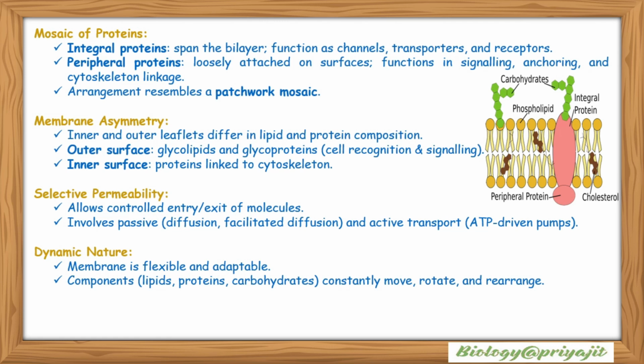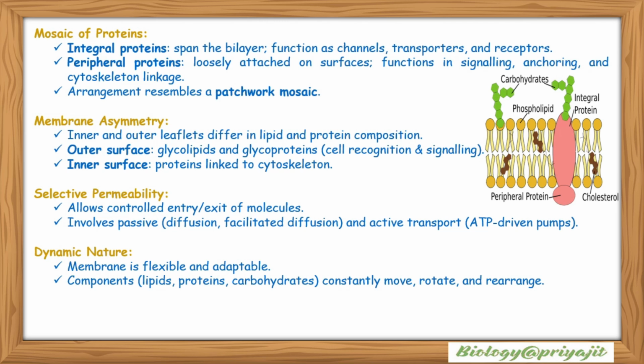Mosaic of proteins. Integral proteins span the bilayer and function as channels, transporters and receptors. Peripheral proteins are loosely attached on surfaces and function in signaling, anchoring and cytoskeletal linkage. Its arrangement resembles a patchwork mosaic. Membrane asymmetry: inner and outer leaflets of the cell membrane differ in lipid and protein composition. On the outer surface, glycolipids and glycoproteins help in cell recognition and cell signaling. The inner surface proteins link to the cytoskeleton.